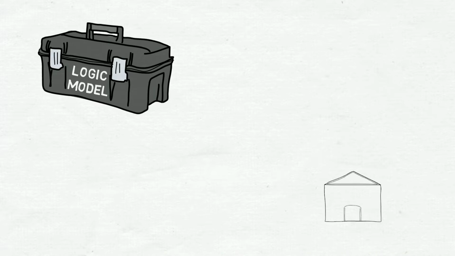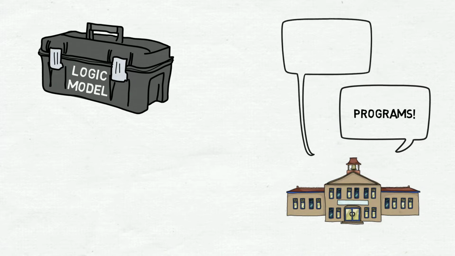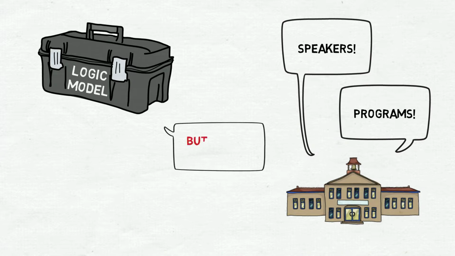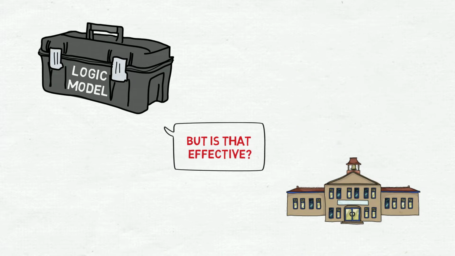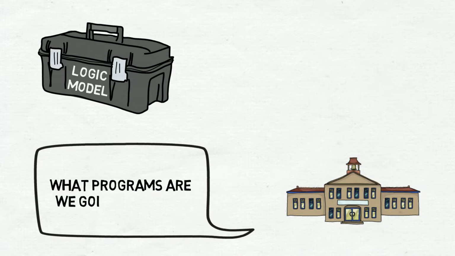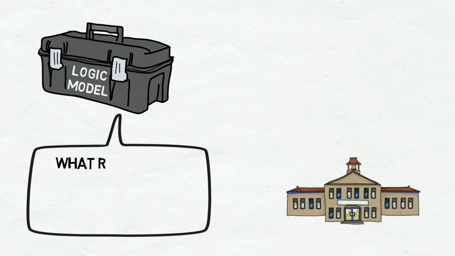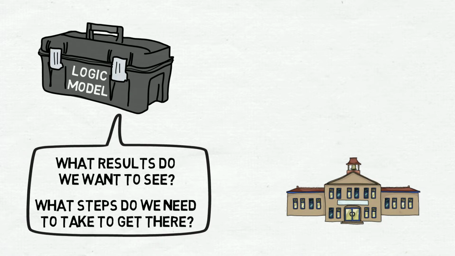A lot of the time when trying to prevent sexual violence, colleges immediately start thinking about all of the programs they can offer and all of the outside speakers they can invite. But the problem with that is there's no real way of ensuring that these one-off programs are cohesive or even effective. A logic model helps prevent that. Instead of starting by asking what programs are we going to offer, a logic model starts at the end, asking what results do we want to see, then what steps do we need to take to get there.